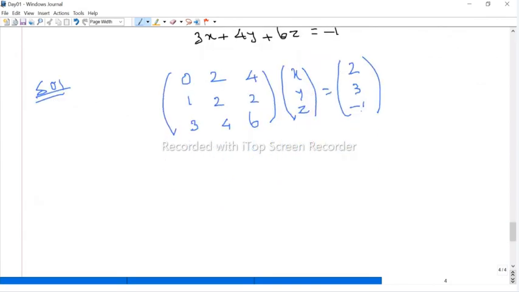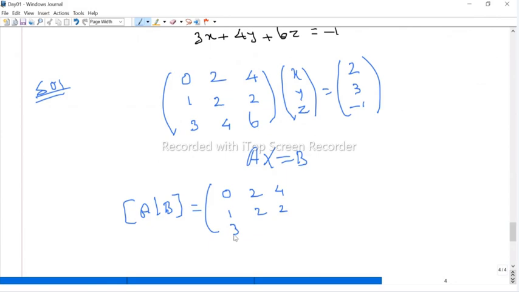So we can call this Ax equal to B, where A equals this matrix, x equals (x, y, z), and B equals this one. Now, what is the augmented matrix? The augmented matrix is nothing but merging the column vector B to the matrix A. Therefore, what you will get is 0, 2, 4, 1, 2, 2, 3, 4, 6.